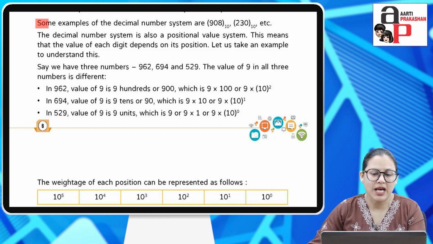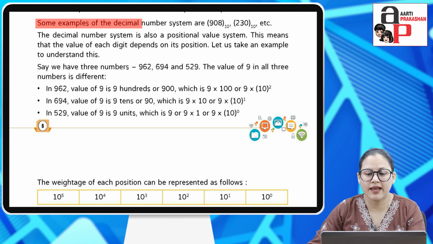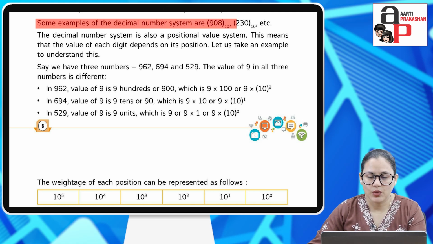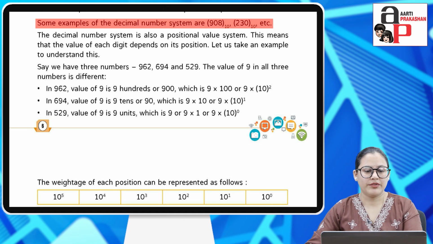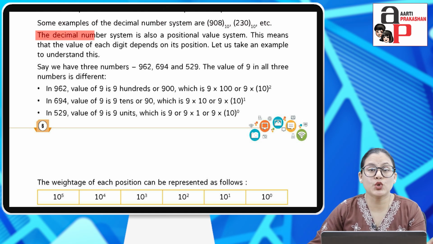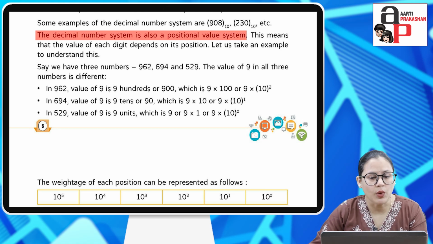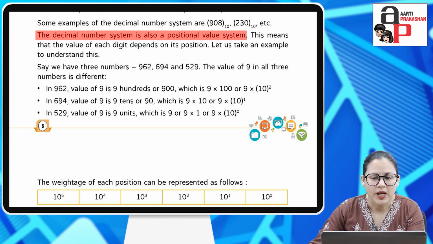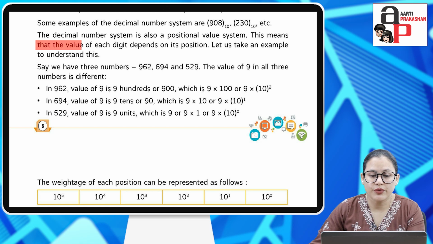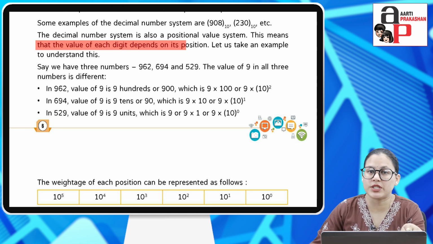Some examples of the decimal number system are (908) base 10, (230) base 10, and so on. The decimal number system is also a positional value system. Like the binary number system, the decimal number system is also a positional value system. This means that the value of each digit depends on its position.